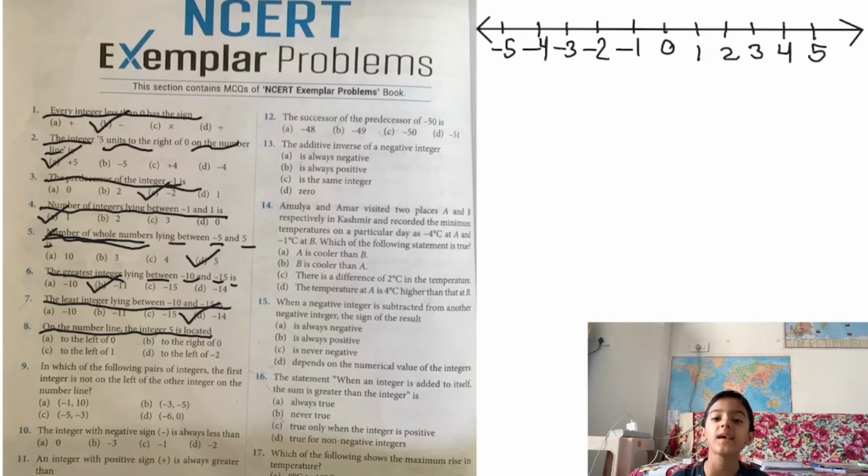Now they're saying the location of 5, integer 5, that means plus 5. Here plus 5 is located to the right of 0. So the correct answer of question 8 is option B, which is to the right of 0.